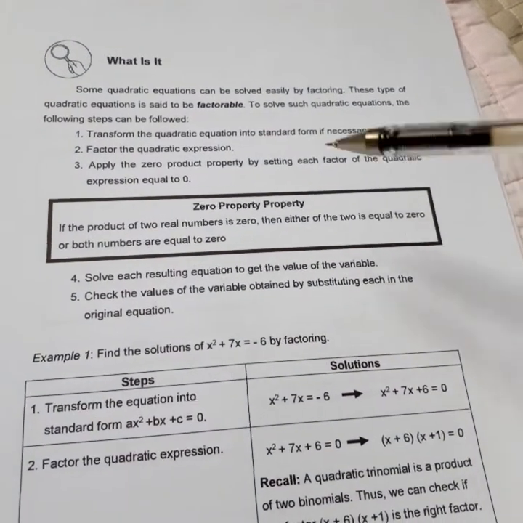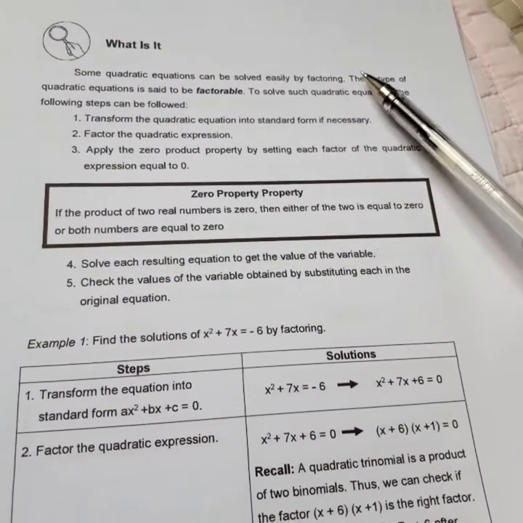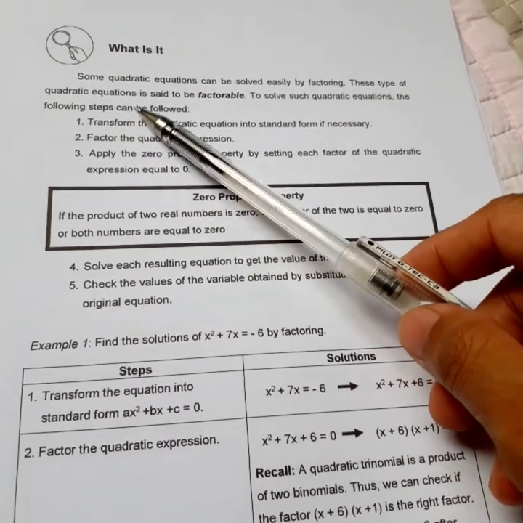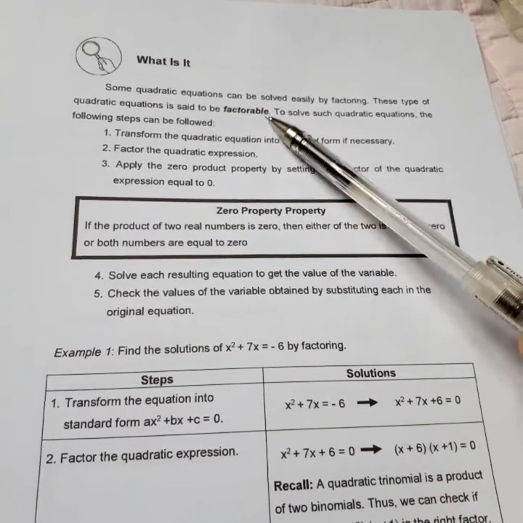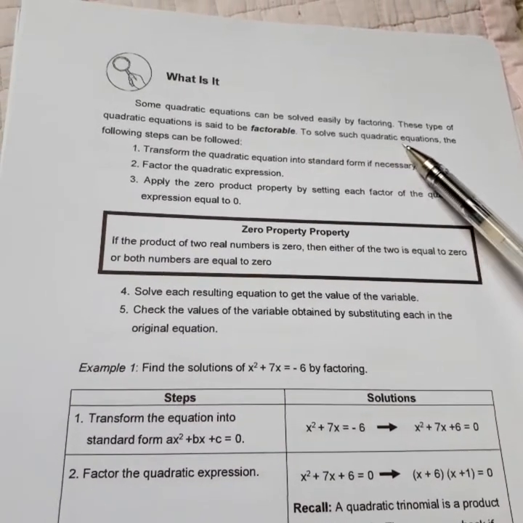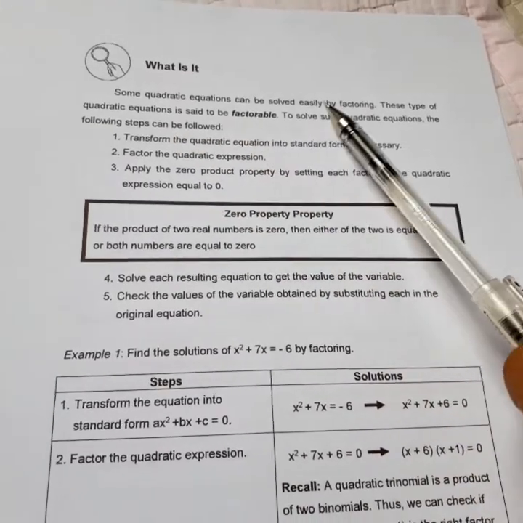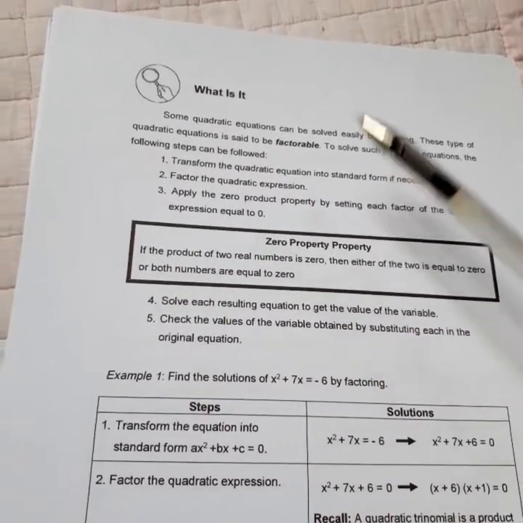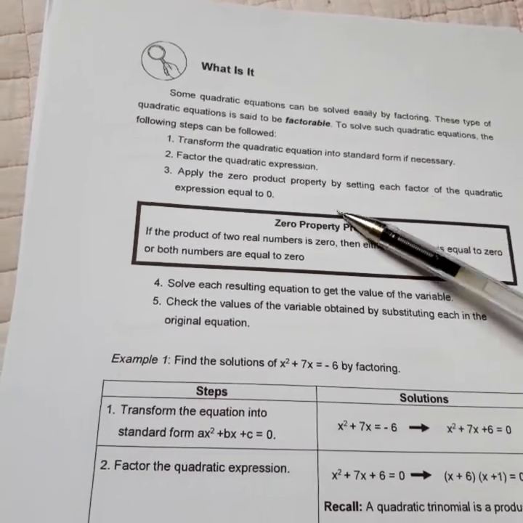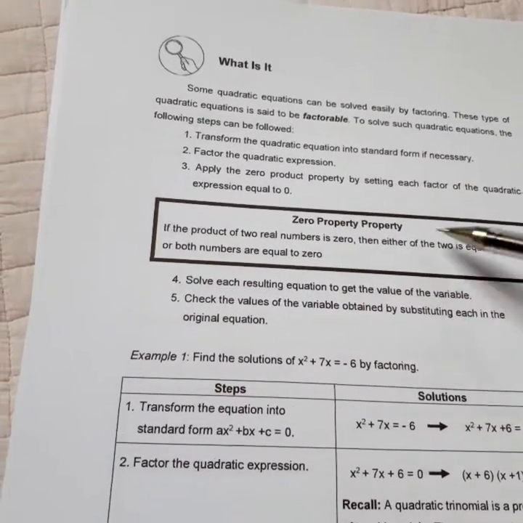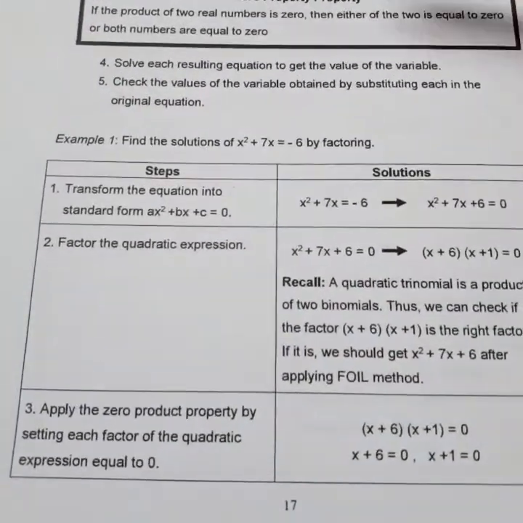Okay, next we have what is it? Some quadratic equation can be solved easily by factoring. These types of quadratic equation is said to be factorable. So, pwede siya ma-factor or factorable. To solve such quadratic equation, the following steps can be followed. Okay, read this one. Zero product property.